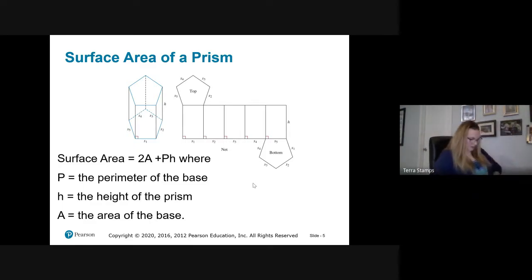Here, I've got a whole bunch of these shapes. I should have had this ready to go. Here we are.